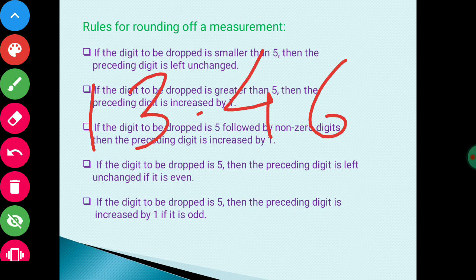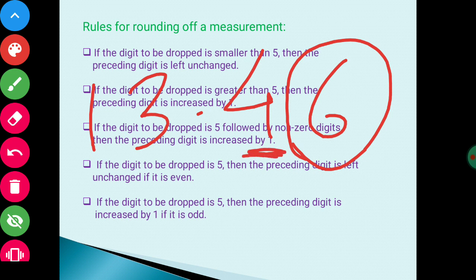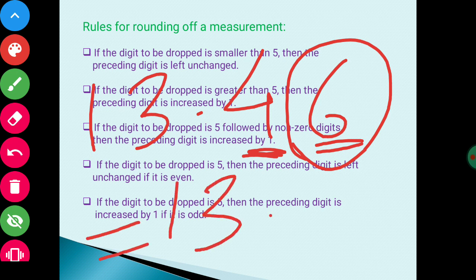13.46. You have to round off the digit up to 3 places only, up to 3 significant figures only. So you have to drop that digit 6. So the preceding digit is increased by 1, just because the digit that you want to drop is greater than 5. So the answer would be 13.5.